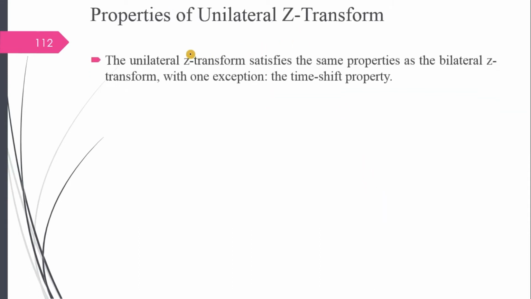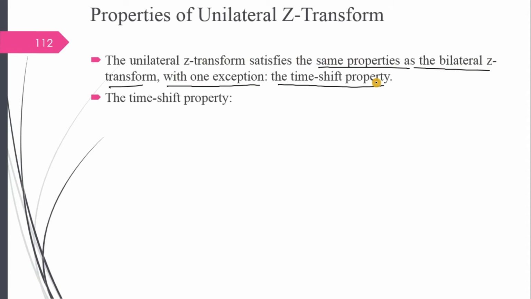So what are the properties of the unilateral Z transform? The unilateral Z transform satisfies the same properties as the bilateral Z transform. Bilateral Z transform is what we studied till now. The properties are all the same with only one exception, that is the time shift property. So only the time shift property is changed. The rest of the properties are the same for unilateral as well as bilateral Z transform. Now we will analyze what is the change happening in the time shift property.